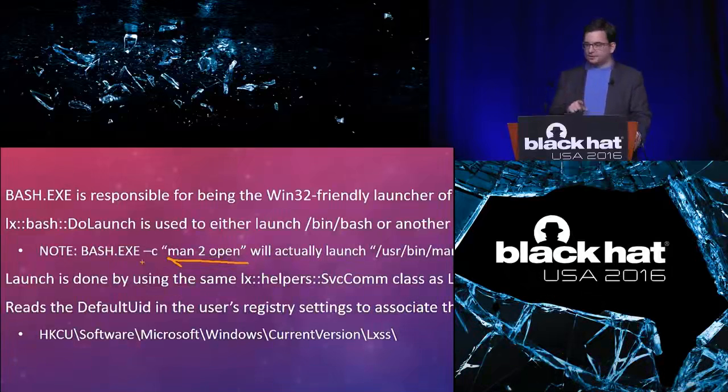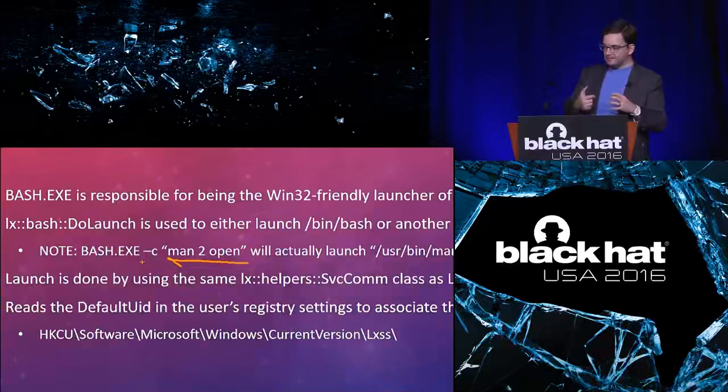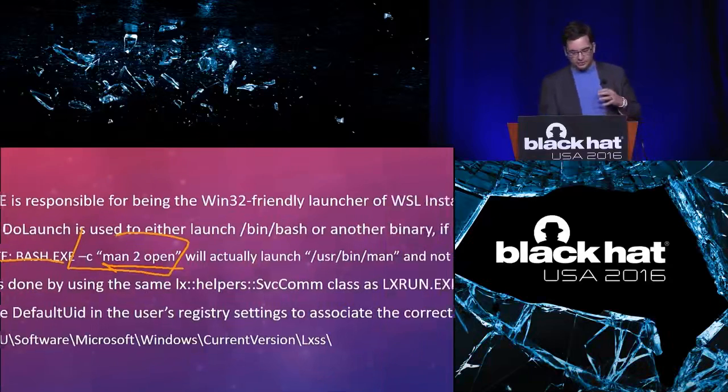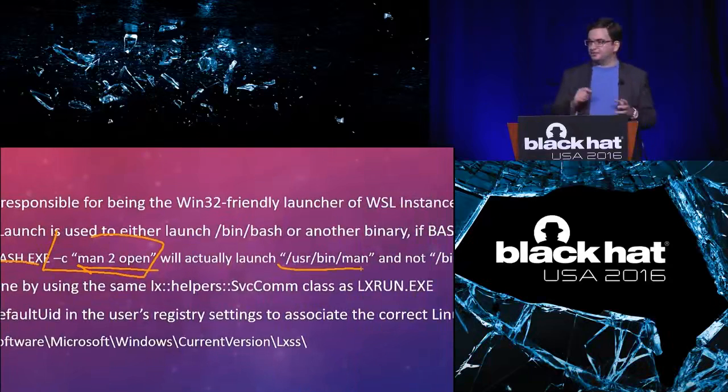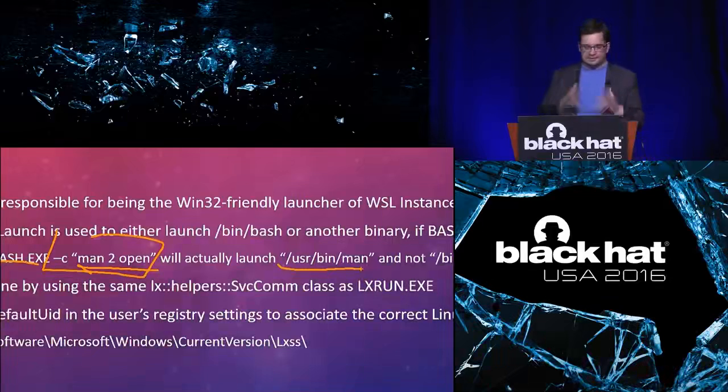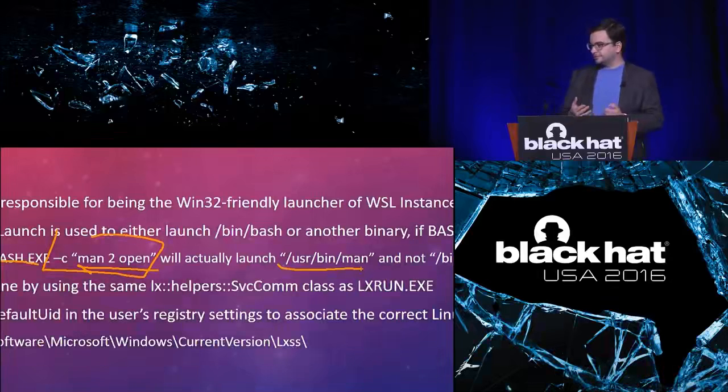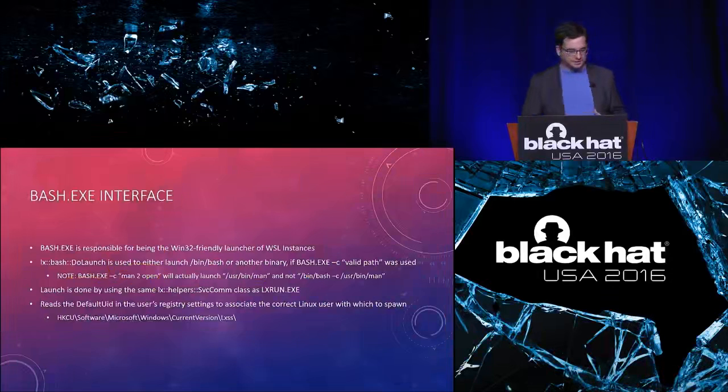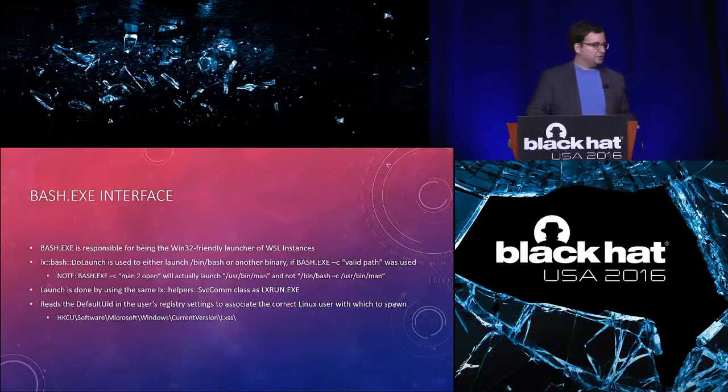What's interesting here, though, is that you're not going to get bash, which then processes the argument and launches man. The bash.exe itself will understand what this means, and it'll just launch man directly. So if you use bash.exe -c, it creates the instance and launches whatever binary you put in there. It's not routed through bash. Versus in a real Linux system, if you use bash -c, bash is actually the thing that processes that, and then it launches the sub-process.